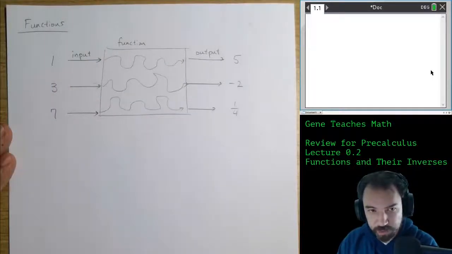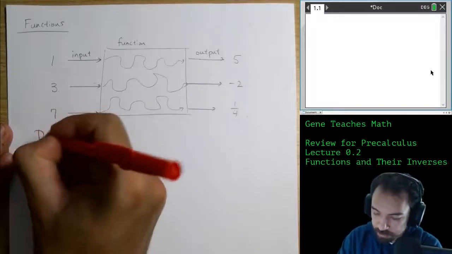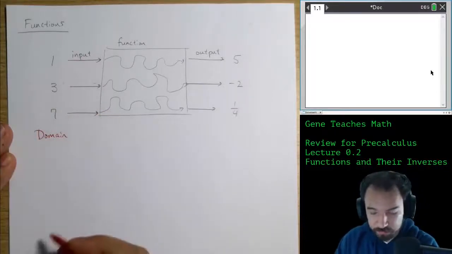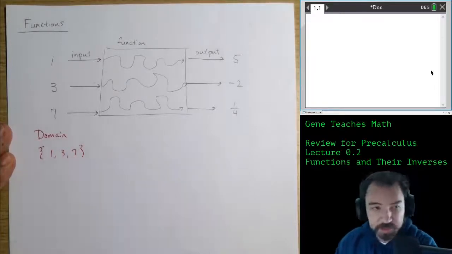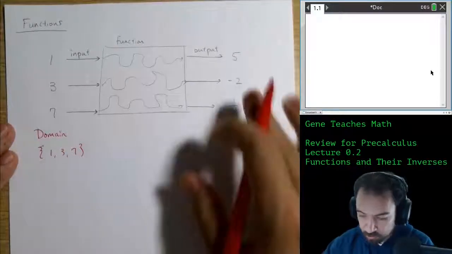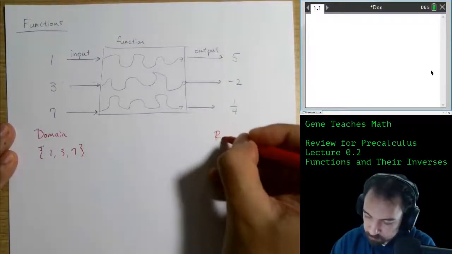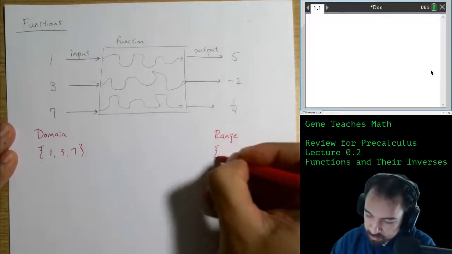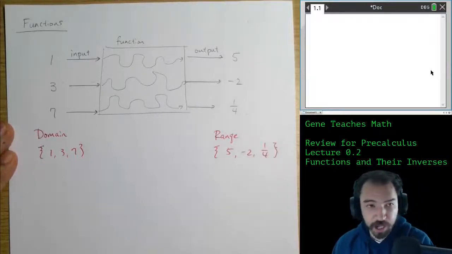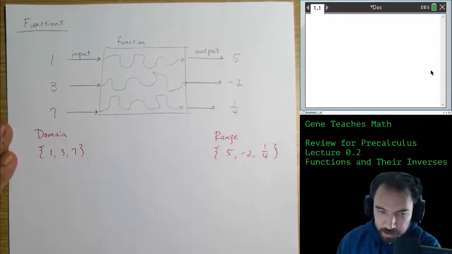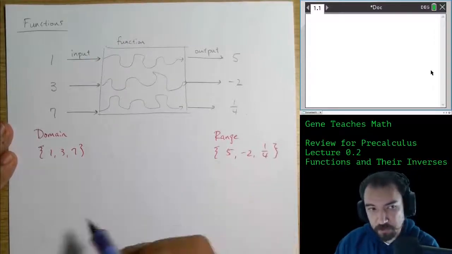Okay. Now, the values over here, let's imagine these are the only values that the function can accept as inputs at this stage. We call that the domain of the function. The domain is the set of all values that can be accepted as inputs. And over here, we have the range, which is the set of all of the values that can be produced as outputs.